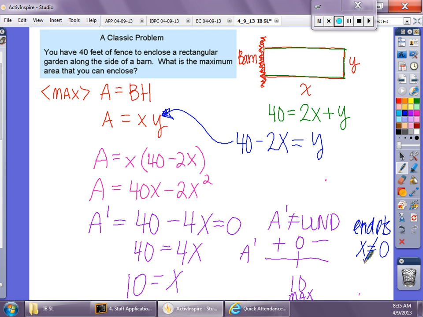What did it ask me for? The actual maximum area. So you just want to make sure that when you're all said and done, you answer whatever they asked you for. And I'm going to do that here. So I would need the area at 10. So the area at 10 is some value. What, 400 minus 200, 200? Is that right? Okay. And then feet squared.